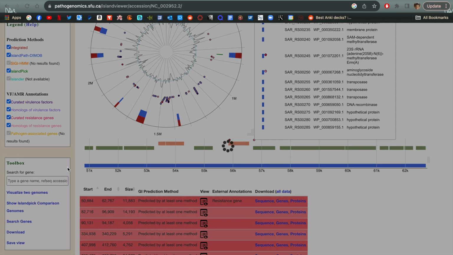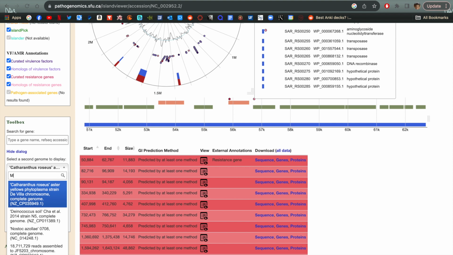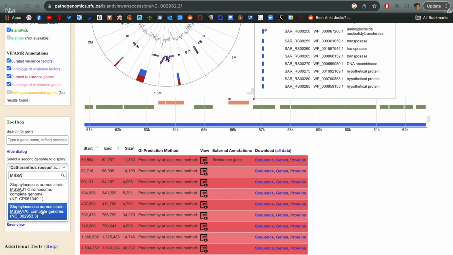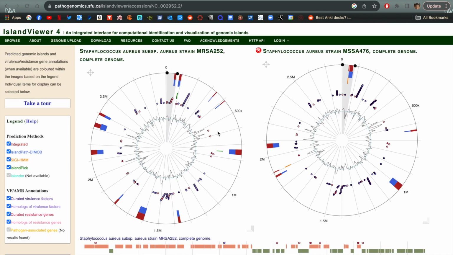Another way you can do this is to type in visualize. Okay, so we want to visualize two genomes. We just click this, and I believe we put MSSA, and it was this one. So when we do that, let's see, display genome. So this is both strains put side by side. We have MRSA, which is methicillin resistant, and then we have MSSA, which is methicillin sensitive.